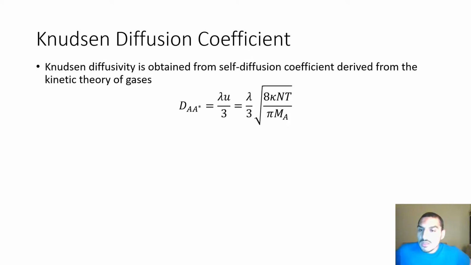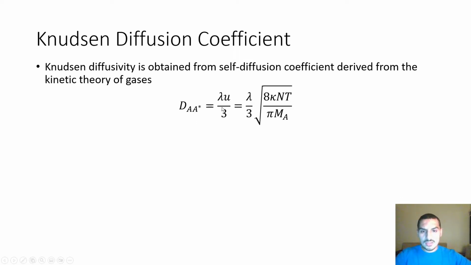Okay, so now we're still talking about the Knudsen diffusion, and here we will see the equation that we can use to calculate the Knudsen diffusion. The equation that we are using is the equation derived from the kinetic theory of gases, which stated that lambda multiplied by u over 3 equals the diffusion coefficient. This is the equation that we mentioned the very first time we discussed the equations that describe the diffusion in gas phase. So this is the first one.